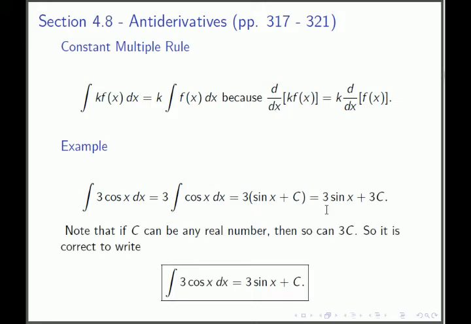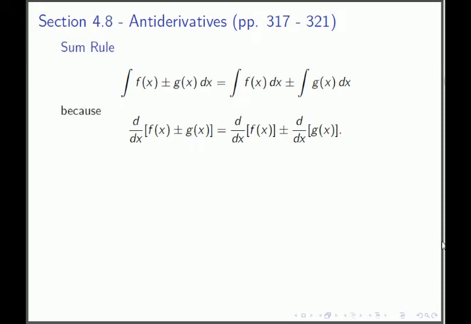And now I just distribute this 3 to sine x and to c. But you'll notice that since c can be any number, then so can 3c, so there's really no problem with just writing 3 sine x plus c. In fact, since the derivative of 3 sine x is 3 cosine x, then 3 sine x is an antiderivative of 3 cosine x, and so the general antiderivative is obtained by simply adding a c to that.